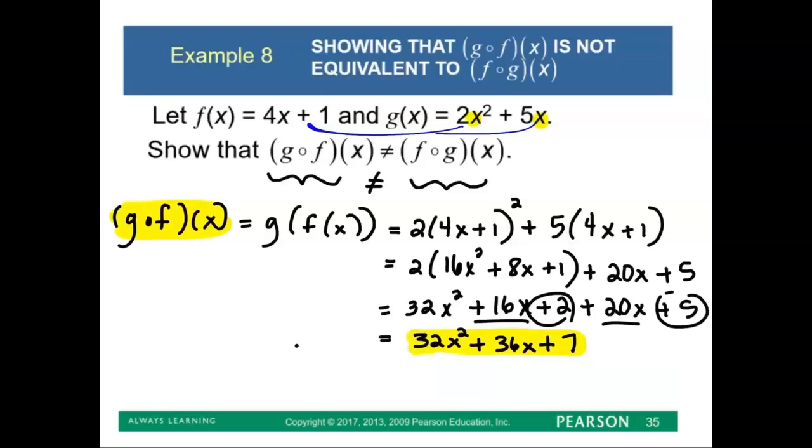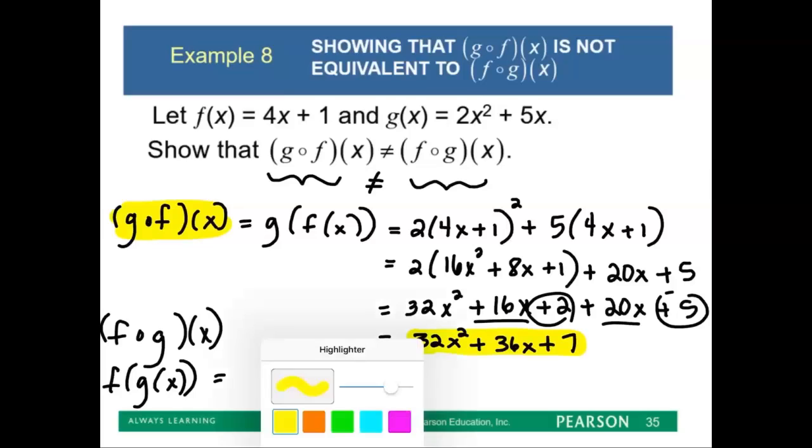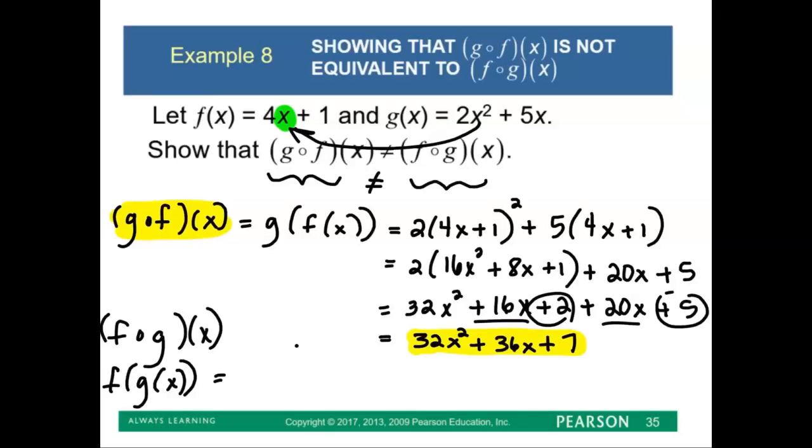Now we want to find f of g of x. So let's do that, and then we're going to show that those are not the same. Okay, so f of g of x can be translated, let's come underneath here, as f of g of x. So inside of my function f, I'm going to replace x with g. So notice up here where I have an x in f, I'm going to replace that with g. So it's just a matter of plugging in.